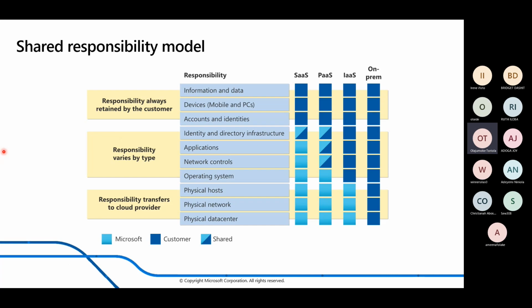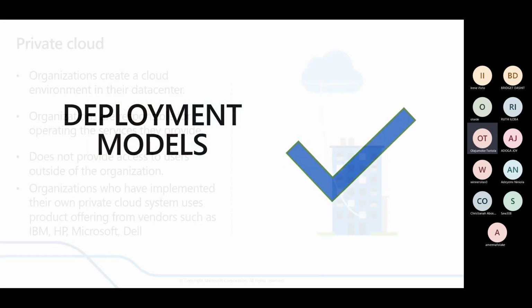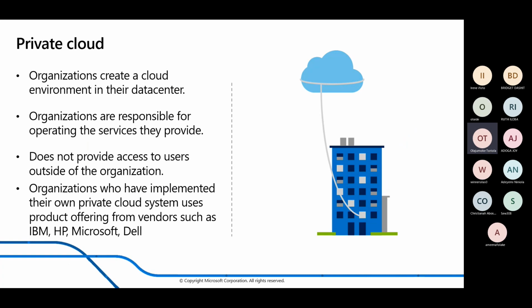So let's go on and talk about the deployment models once again. I'm breaking it down now. Let's talk about the deployment model, which is the private cloud. The private cloud is what you create, like a cloud environment in your data center, which I have spoken about. So typically here, you're going to be responsible for the hardware and services you provide.